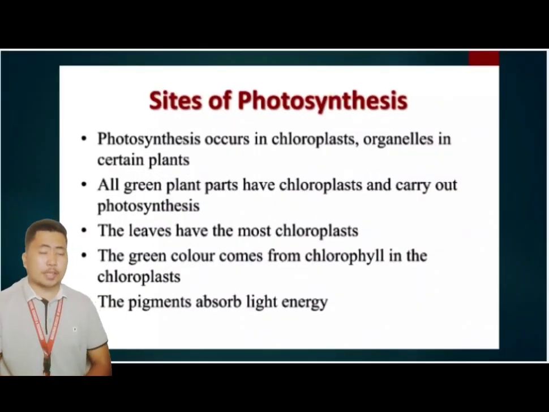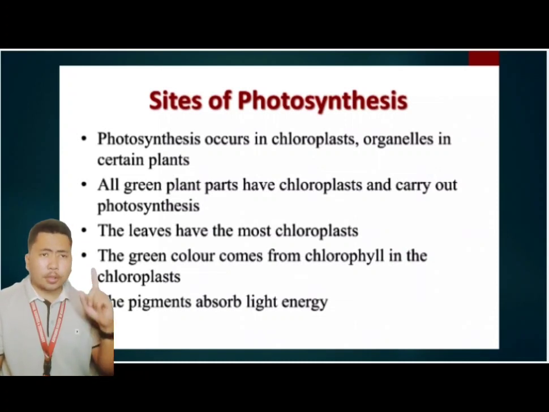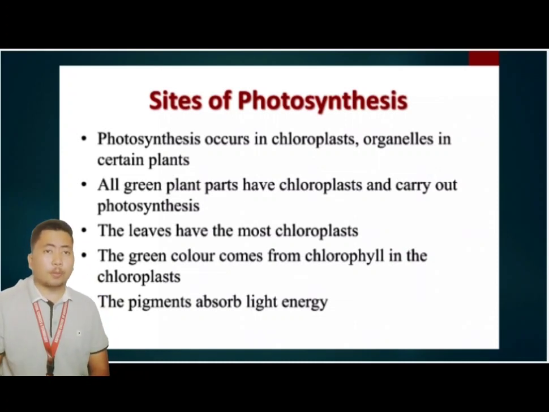Sites of photosynthesis. Photosynthesis occurs in chloroplasts, organelles in certain plants. All green plant parts have chloroplasts and carry out photosynthesis. The leaves have the most chloroplasts. The green color comes from chlorophyll in the chloroplast. The pigments absorb light energy.